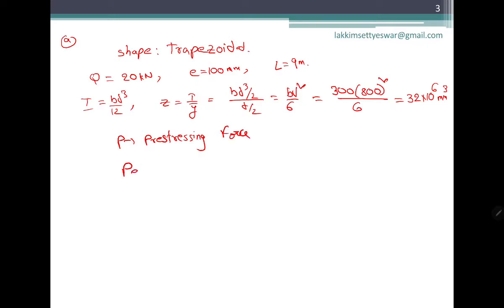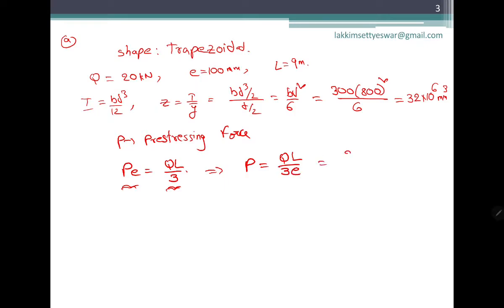So Pe is equal to QL by 3. The equivalent bending moment due to pre-stressing force is equal to the bending moment due to live load. So from this equation, P is equal to QL by 3e.